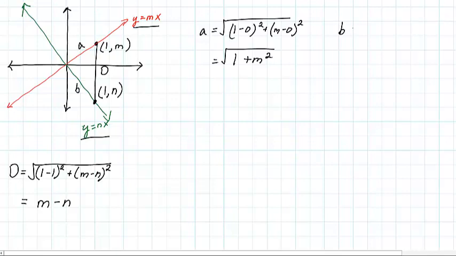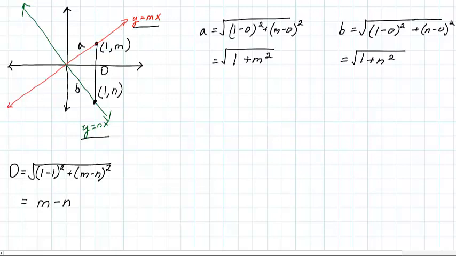And b is going to equal the square root of 1 minus 0 squared plus n minus 0 squared. And this also simplifies to the square root of 1 plus n squared.